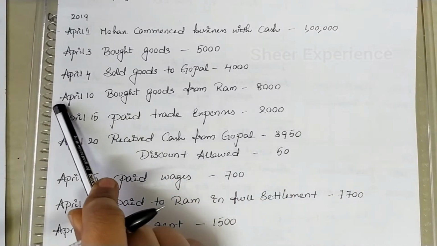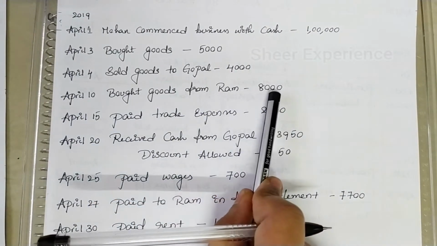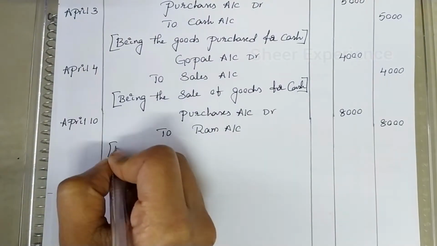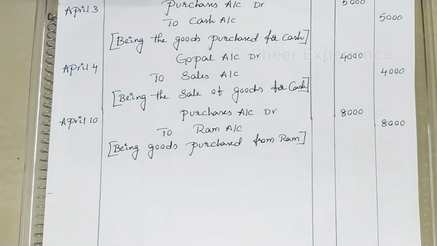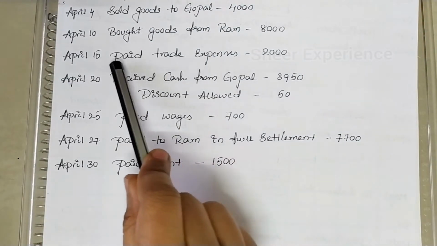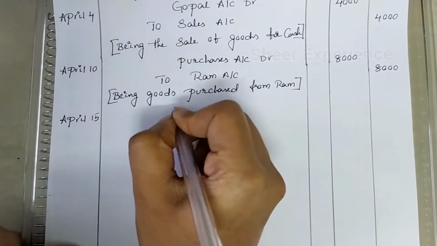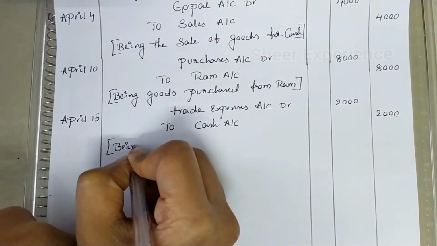Our next transaction is bought goods from Ram 8,000. The journal entry is purchase account debtor to Ram account. And next transaction is paid trade expenses 2,000. The journal entry is trade expense account debtor to cash account.